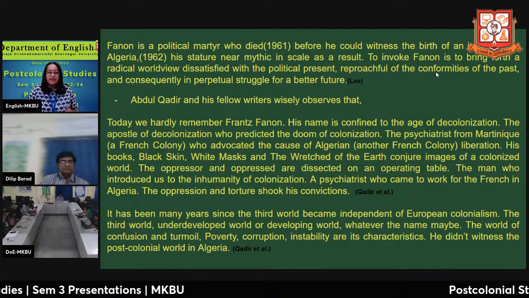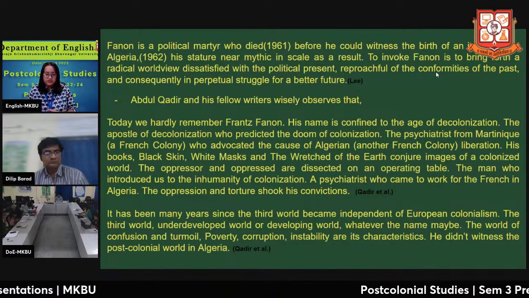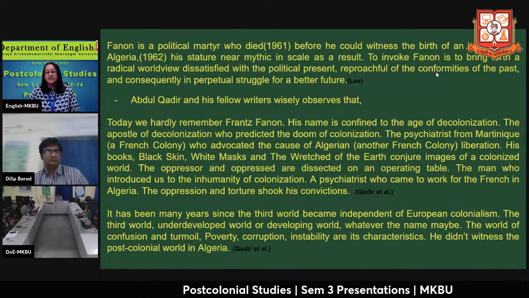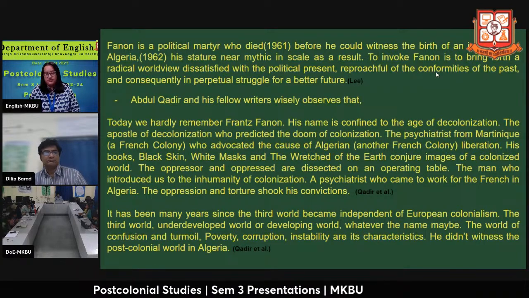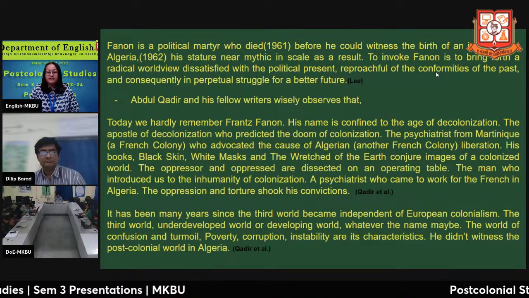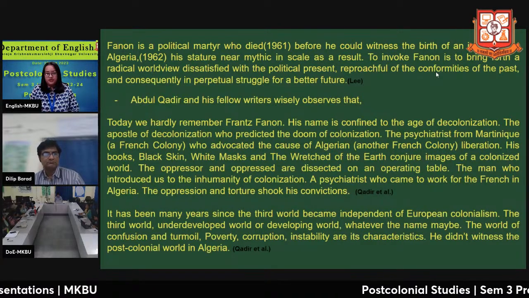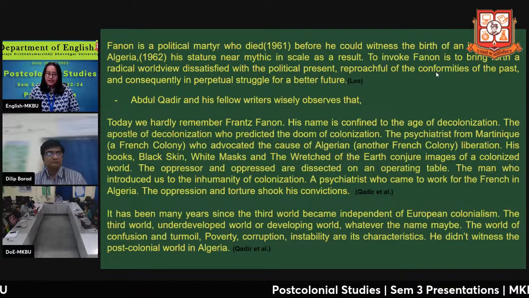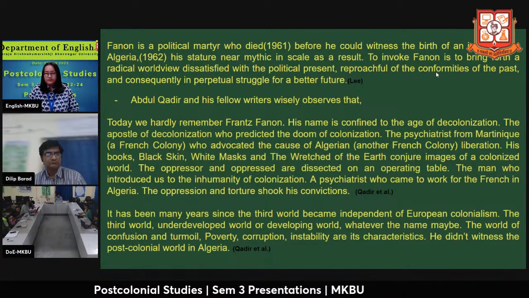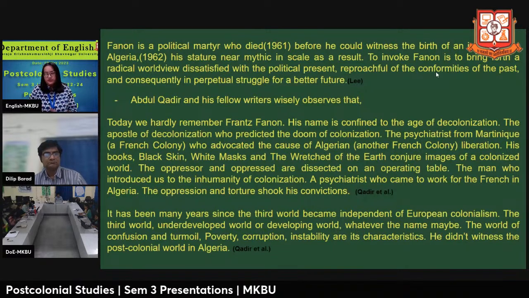Abdul Qadir and his fellow writers wisely observe that today we hardly remember Frantz Fanon. His name is confined to the age of decolonization, the epistle of decolonization who predicted the doom of colonization, the psychiatrist from Martinique who advocated the case of Algerian liberation. So he fought for Algerian liberation and freedom.